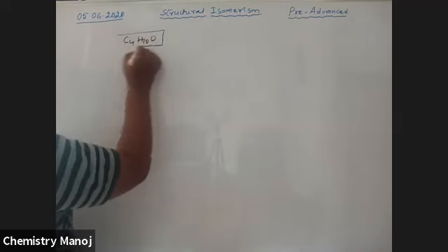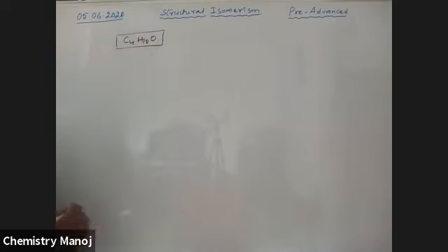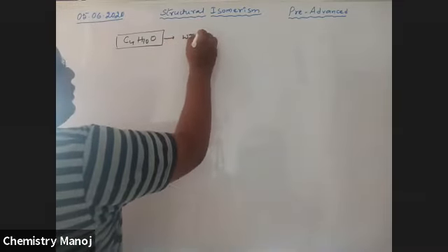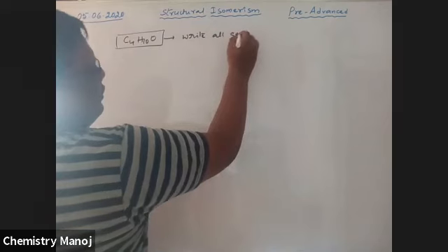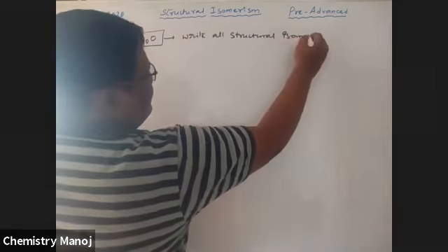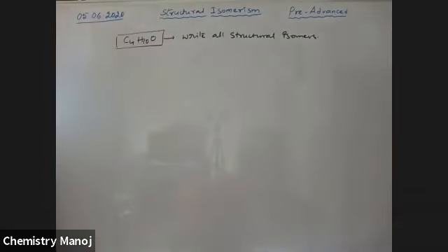Next, C4H10O. Write all of its structural isomers. Structural means chain, position, functional, metamers. Chain, position, functional, or if possible, ring chain also.